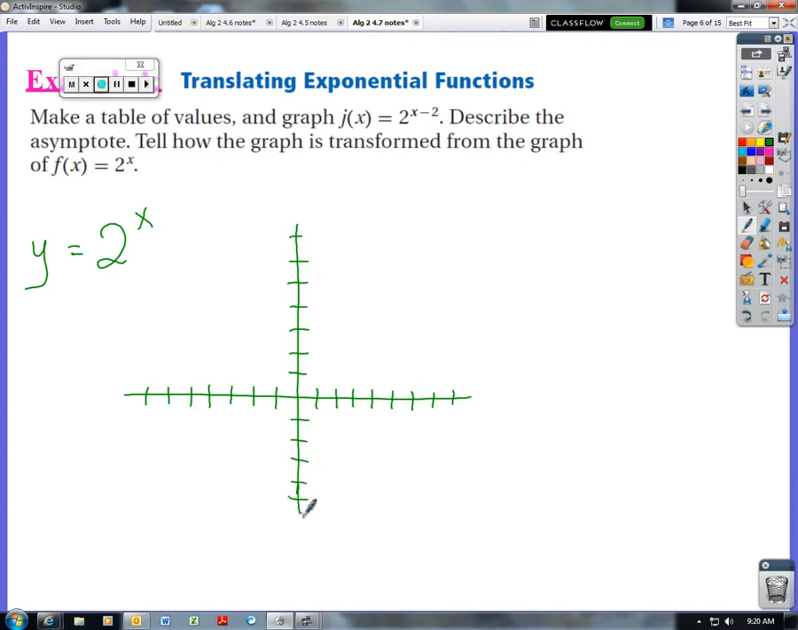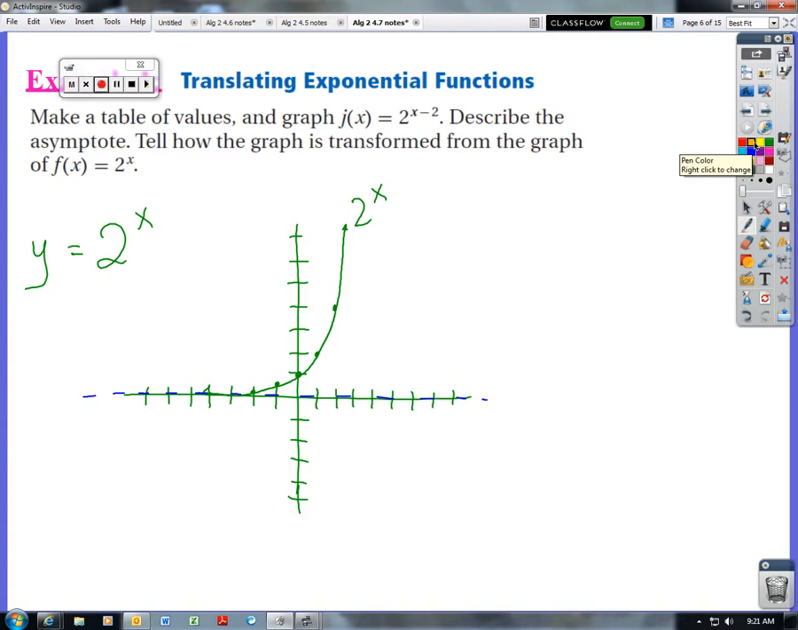So I'm graphing the parent right now. I know that it goes through 0, 1, 1, 2, 2, 4, negative 1, 1/2, negative 2, 1/4. That's 2 to the x. I'll get a different color and we'll dash in our asymptote. So there's our parent. Now a new color. So now let's look at it.